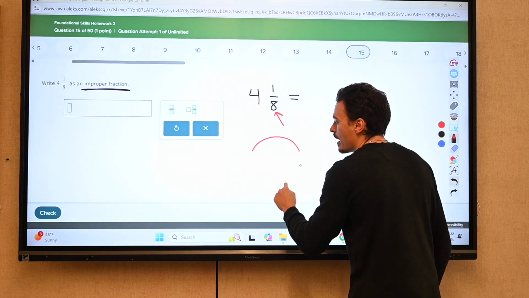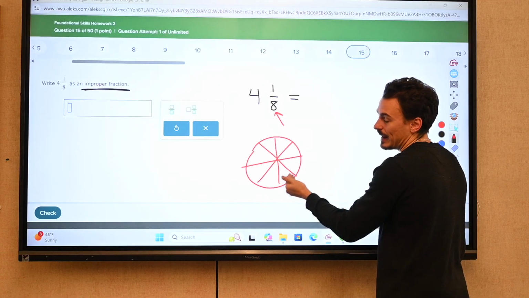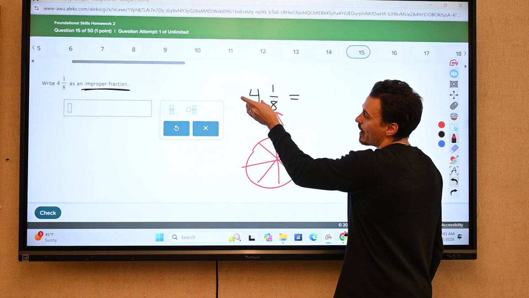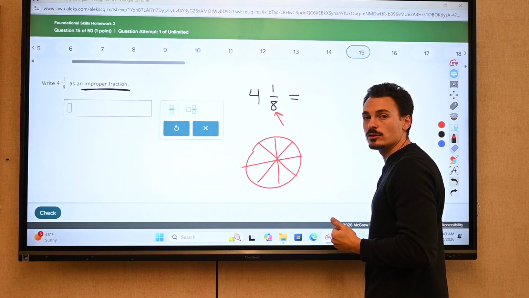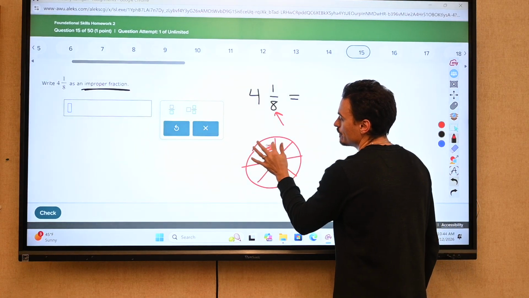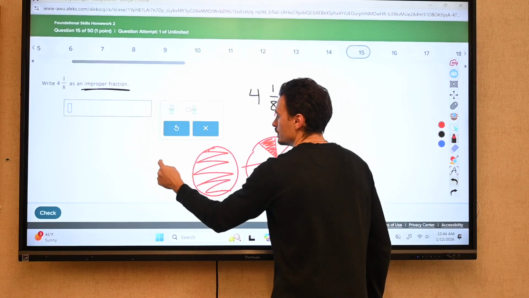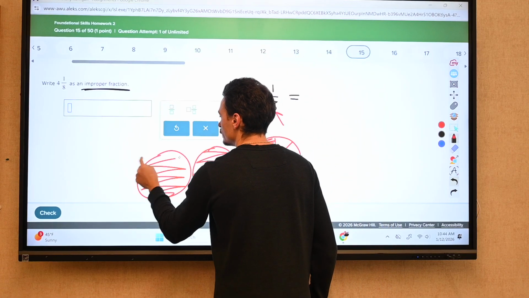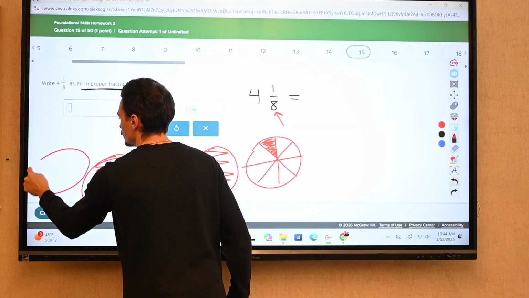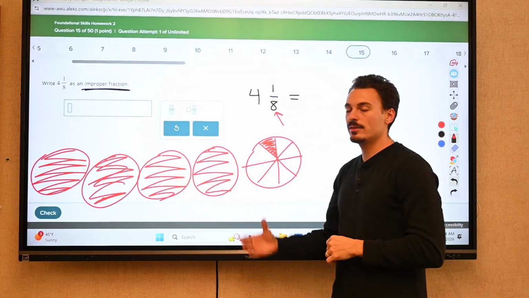So if I took a pie and cut it up into eighths, what I'm asking you to do is take 4 whole pies and then 1/8 left over, and then write that as an improper fraction. Okay, so here would be 1/8, all right, and then the 4 pies. Okay, so here's 4 and 1/8, right?